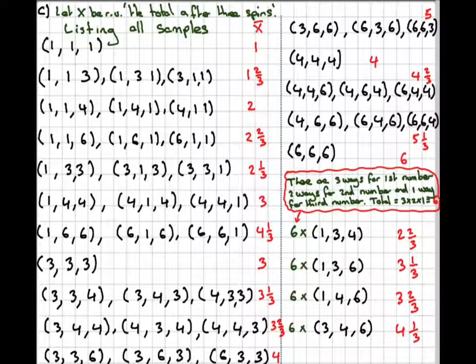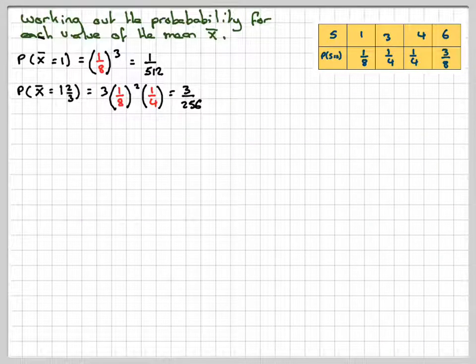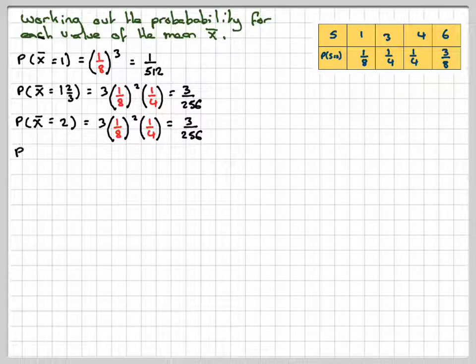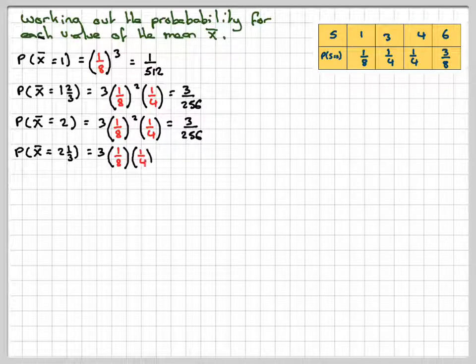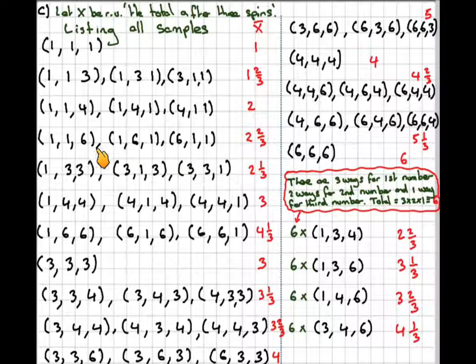The probability that the mean is 1 2/3, going back to this, is going to be 1/8 squared times 1/4, but it happens 3 different ways. This is why you need to be able to refer back to that. The probability that the mean is 2 1/3, going back to that, is this one here. Again, it's 3 different ways: 1/8 times 1/4 squared, times 3.